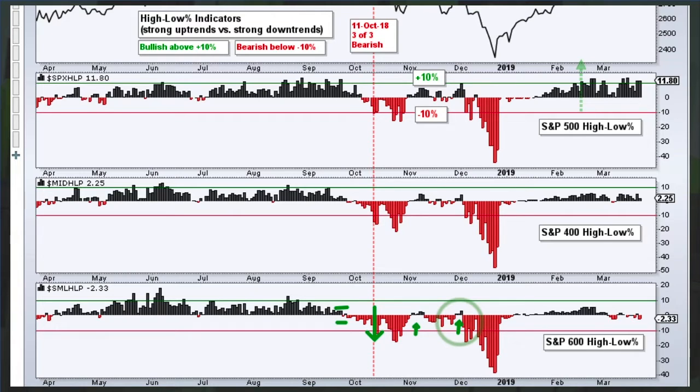And if we get below minus 10%, that tells you that new lows are expanding, strong downtrends are expanding, and that is a bearish signal. So if we look at the current situation, you can see the S&P 500 triggered bullish in mid-February, but we have yet to trigger bullish in mid caps or in small caps. So 2 of the 3 remain on bearish signals until they get a bullish signal, obviously. And so this indicator group is net bearish.